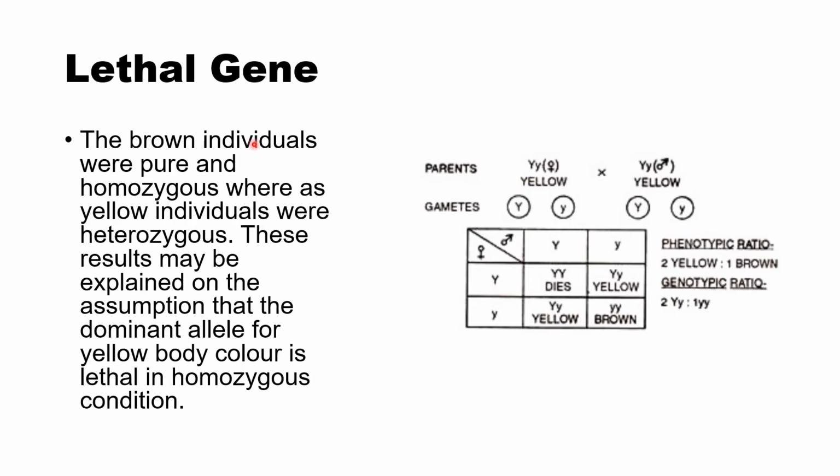So, the brown individuals were pure and homozygous, whereas yung yellow individuals was heterozygous, yung nakita niya. This result may be explained on the assumption that yung dominant allele for the yellow body color is lethal in homozygous condition.